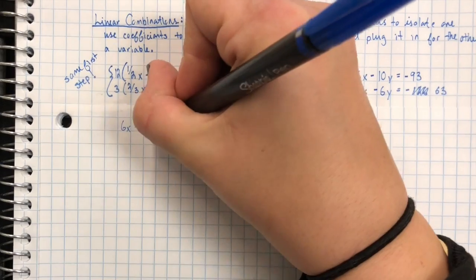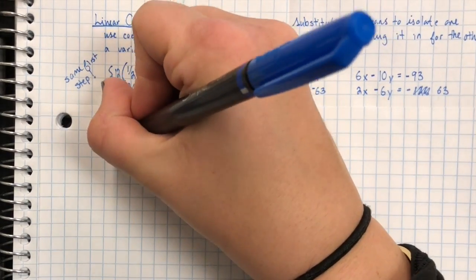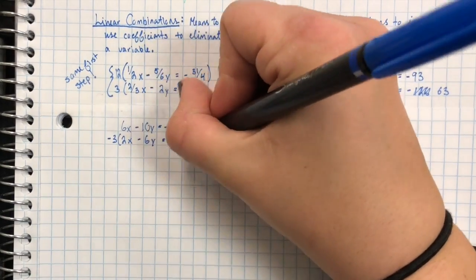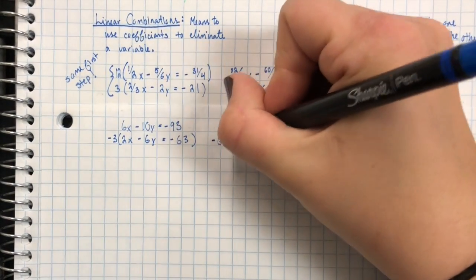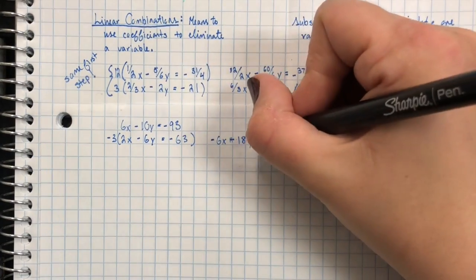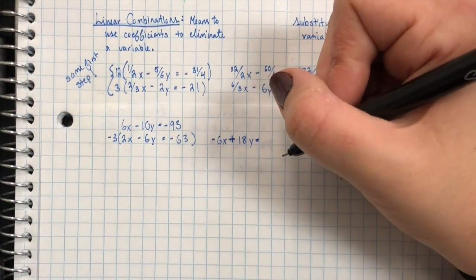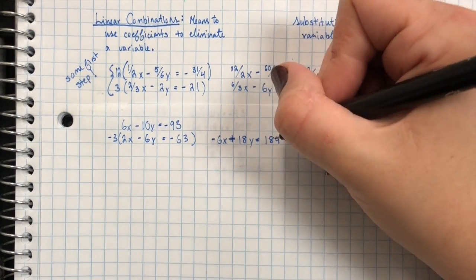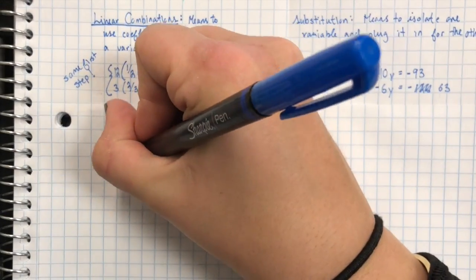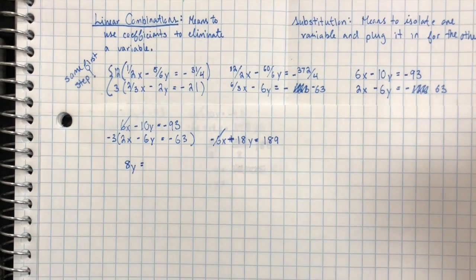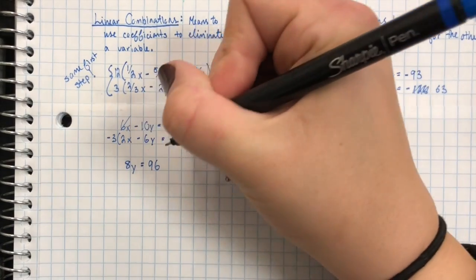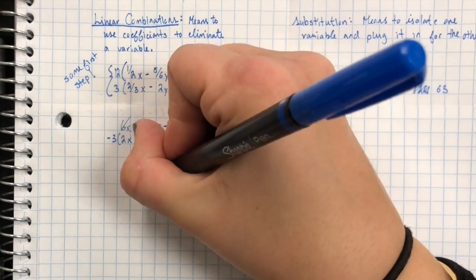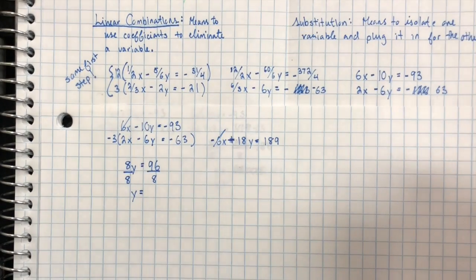Now we're going to proceed with the linear combinations method. So I'm going to start by changing the coefficient of my second equation by multiplying by negative 3. I get negative 6x plus 18y equals 189. And now I'm going to eliminate my x terms and solve for y. So I get y is equal to 12.